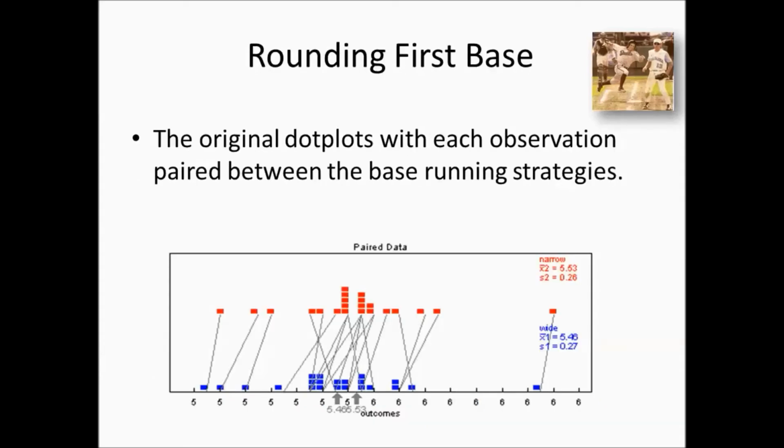This set of dot plots taken off our applet shows the original data, not the differences, but each observation is paired with lines between the two base running strategies. What do you notice? Well, what you should notice is that the faster runners with the narrow angle tend to be the faster runners with the wide angle, and the same holds true for the slower runners. You should also see that most of the connecting lines slant from left to right, indicating a tendency for longer times with a narrow angle. This leaning would be impossible to pick up if we treated these as unrelated dot plots.